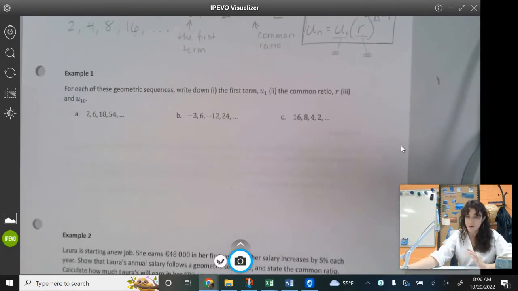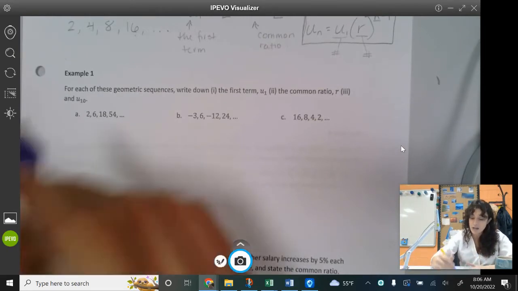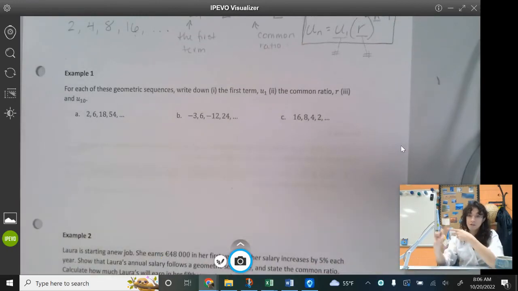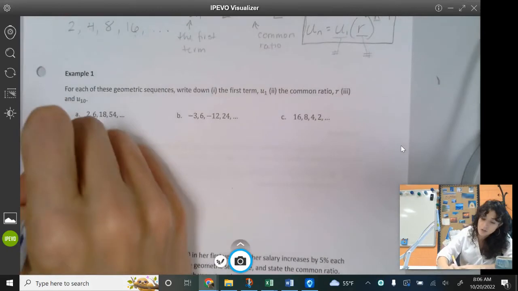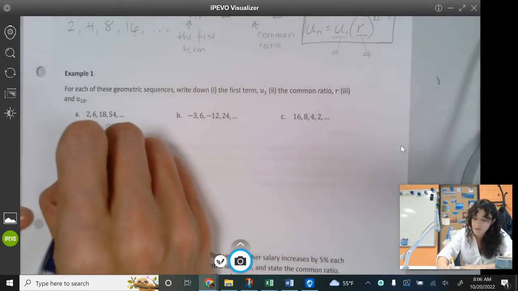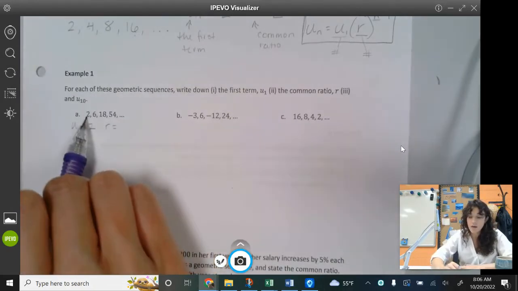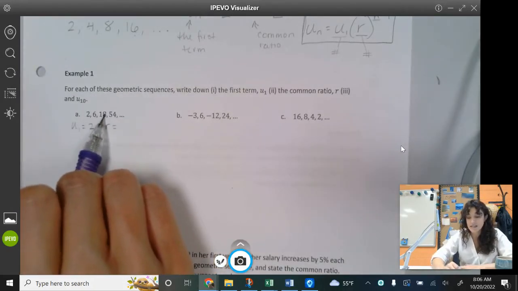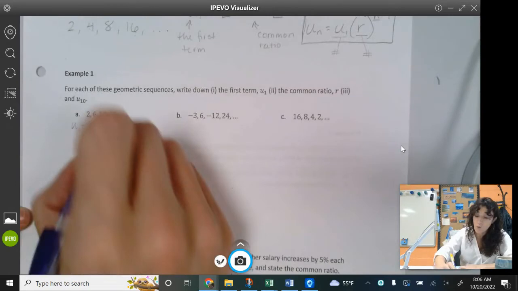All right, example 1. Let's just practice what it's like basically, and then we'll start getting into a little bit more applied problems. So for each of these geometric sequences, we're going to write down the first term, the common ratio, and then we're going to find the 10th term. First term, pretty easy. It's 2, right? Our common ratio, you have to figure out what would I multiply from 2 to get to 6, 6 to get to 18, 18 to get to 54.